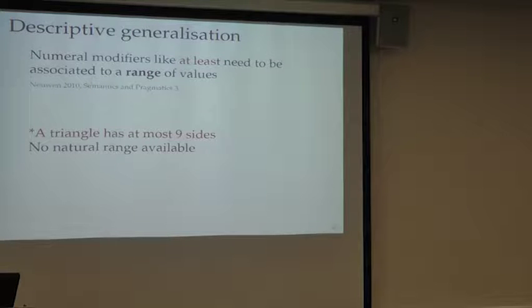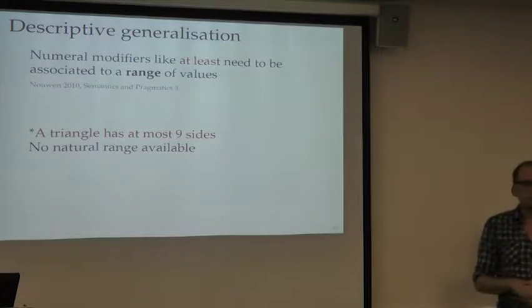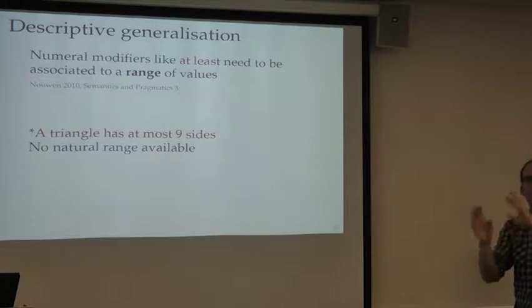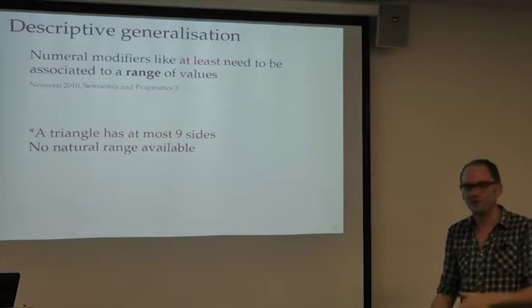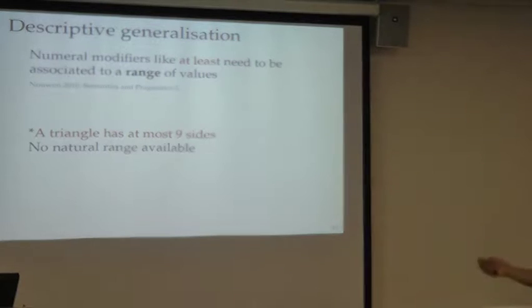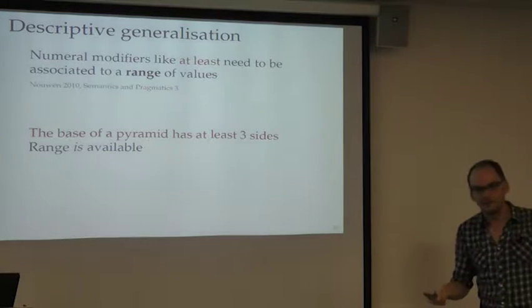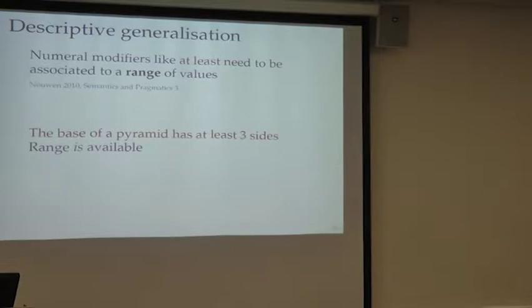So why is this? Well, because we can't really think of a range that would make sense. If we try the epistemic range, that's a bit weird, because you would expect the speaker to know how many sides a triangle has. And also, we can't really think of a range of different kinds of triangles with different numbers of sides, because we know that these kinds of figures have a fixed number of sides. So here's the example that does work. The base of a pyramid has at least three sides, right? Because the base of a pyramid can be a triangle, it can be a square, it can be a whatever, right? As long as it's not a line, because then you have a triangle and not a pyramid.